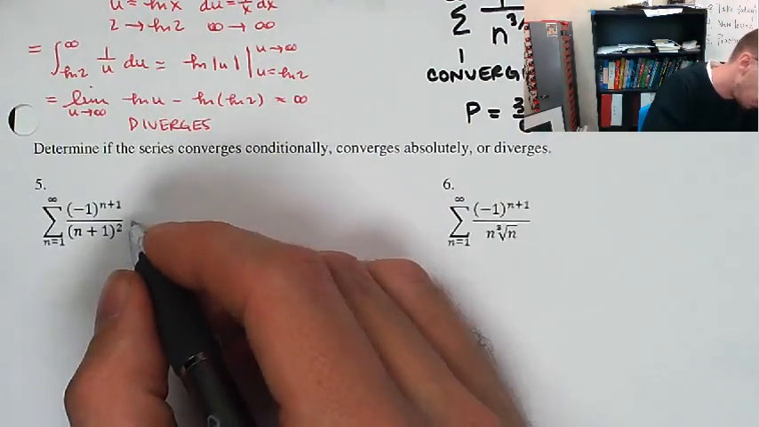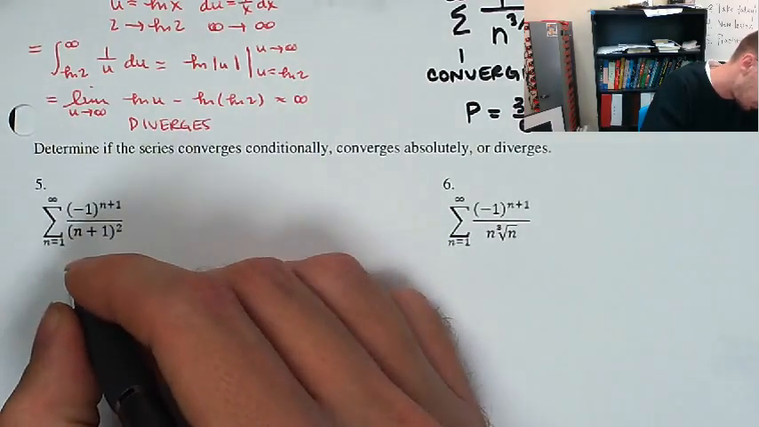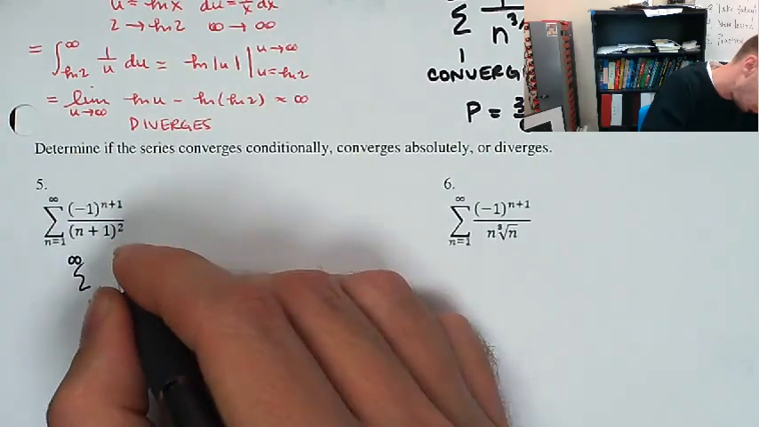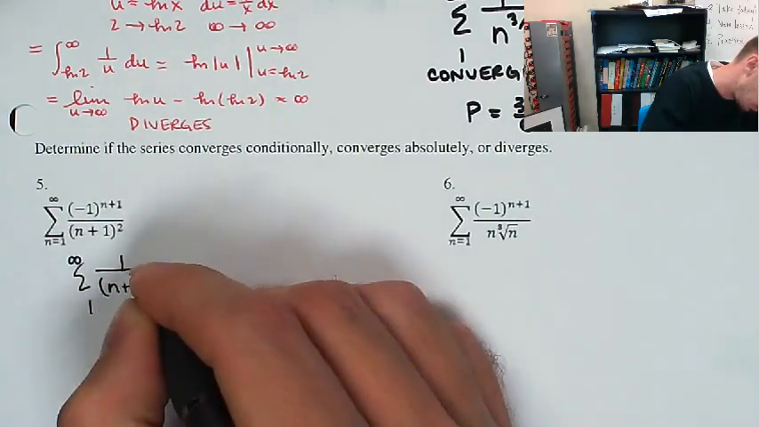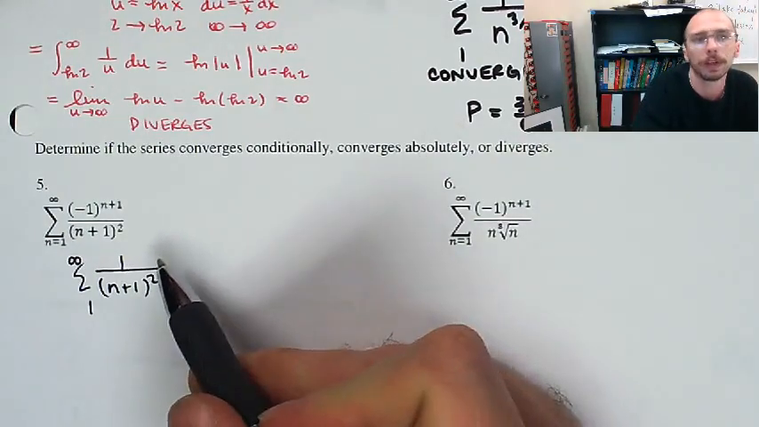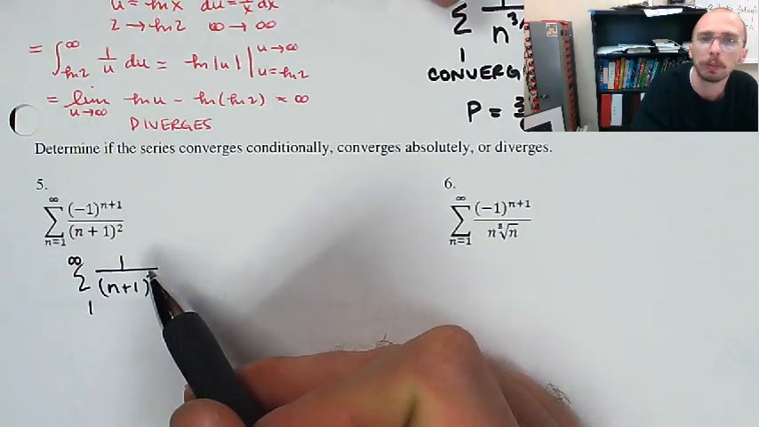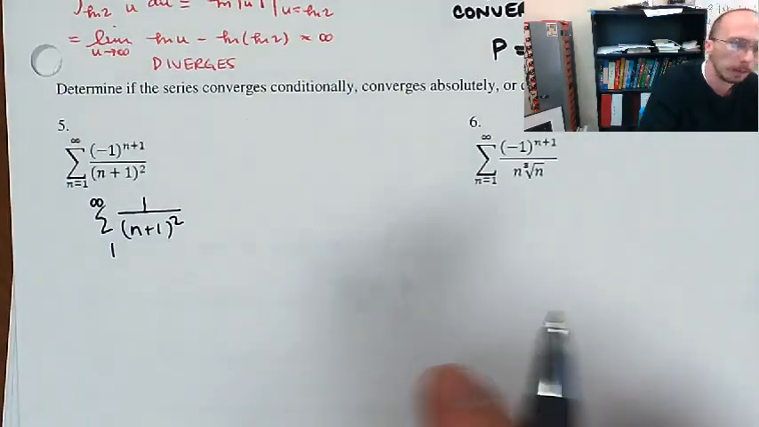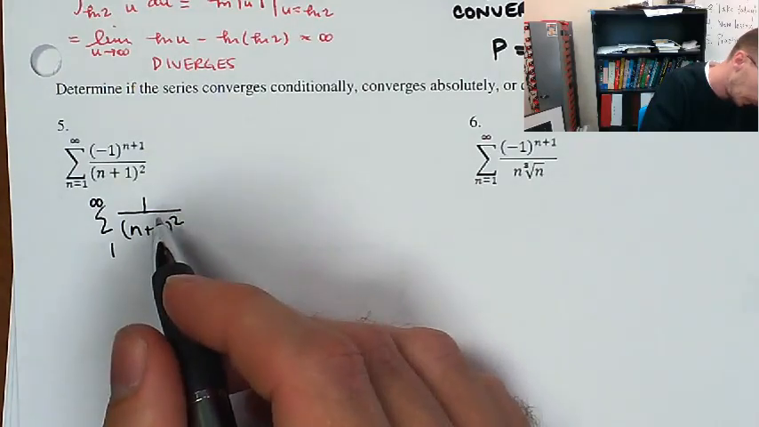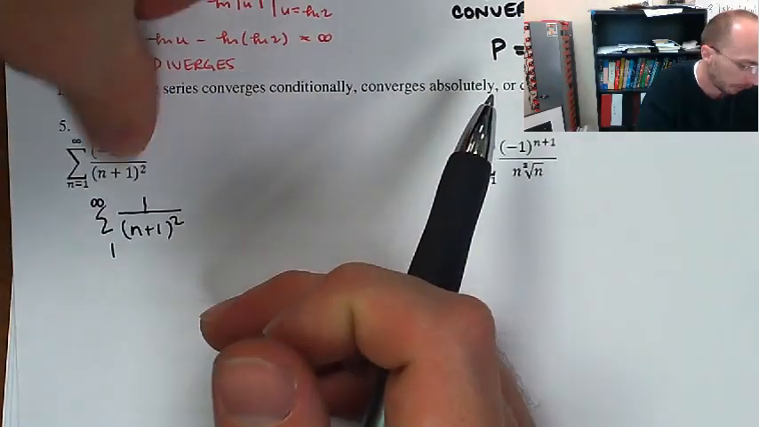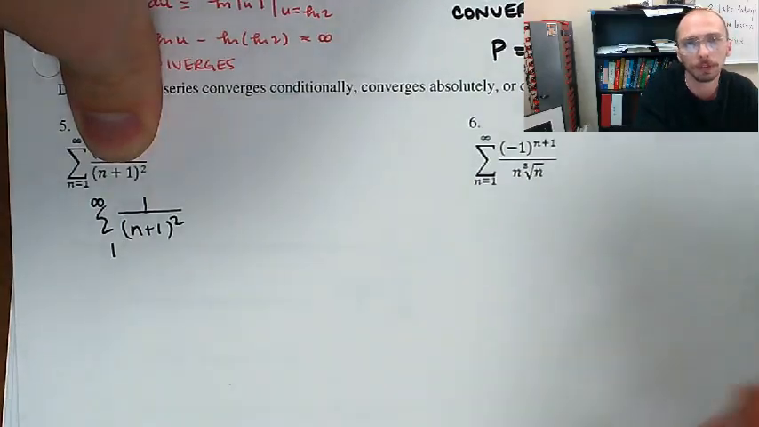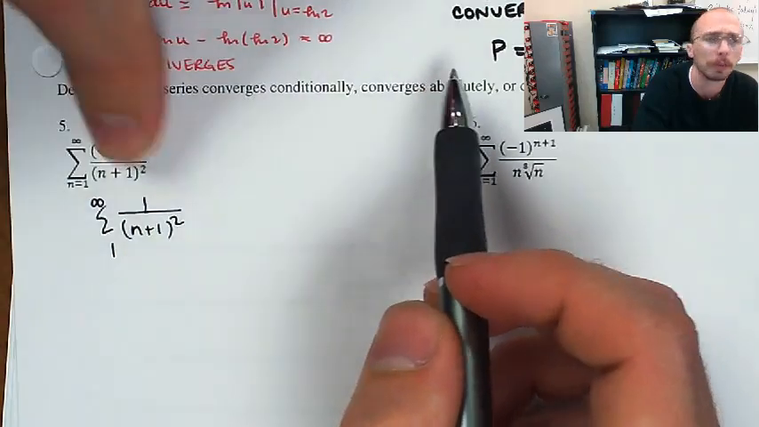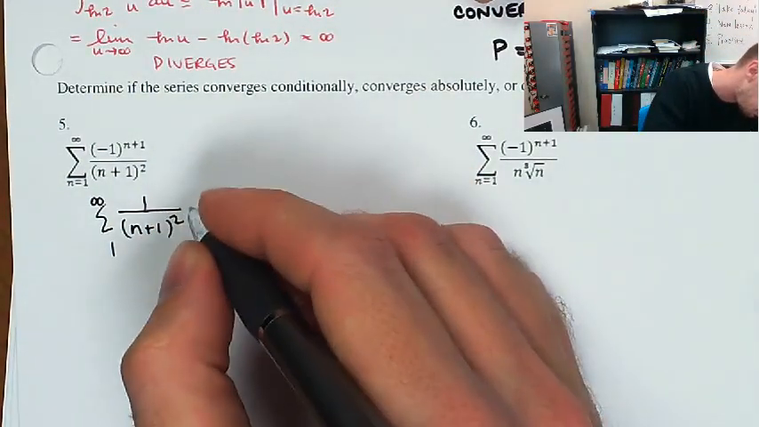Okay, so if I took the absolute value of the terms, let's consider the sum from 1 to infinity of 1 over n plus 1 squared. I know that this one's going to converge by limit comparison against 1 over n squared. But we're going to practice justifying our answers. Otherwise you could be like, all right, cover that up with your finger, 1 over n plus 1 squared. We know that converges. So if it converges even when you took the absolute value of the terms, it's going to converge absolutely.